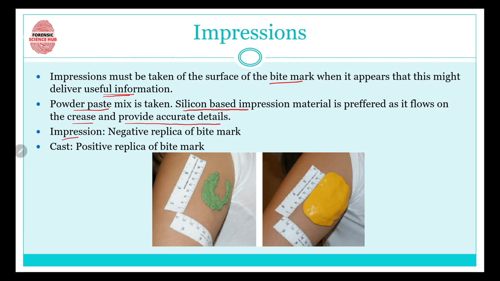So the impression that we are going to get is a negative replica of the bite mark. As you can see in these pictures, these mixtures are poured over the bite mark area. Once it is dried, it is taken off and what we get to see is a negative replica of the bite mark. After that, this is used to make another cast which is going to be a positive replica of the bite mark, that is, exactly the same replica of the bite mark of the person.